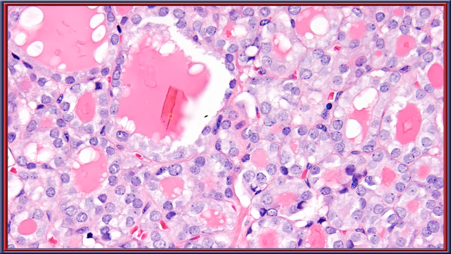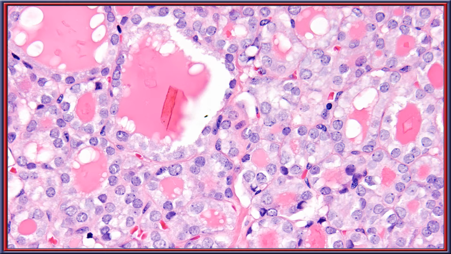Crystalloids, when they are present, as you can see here, and a few of them over here, and another one in this space, are a soft criteria for papillary carcinoma. Now, I think the nuclear features of papillary carcinoma are present in this high-power field. We're going to talk about that in a few moments.